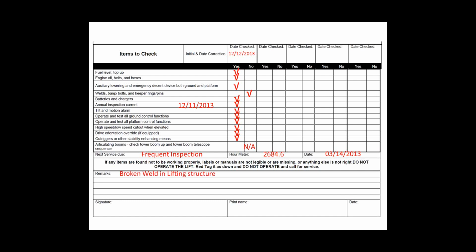So in this particular machine, in this virtual inspection, I'm going to say that we have a broken weld, or a banjo bolt missing, or lifting structure and pin retainer missing, causing the pin to work out. So we would need to report these problems or malfunctions to our supervisor, and any problems or malfunctions that affect the safety of the machine need to be corrected before the machine can be placed back into service. And then again, we have a place for a signature, specific to the individual, and the date.